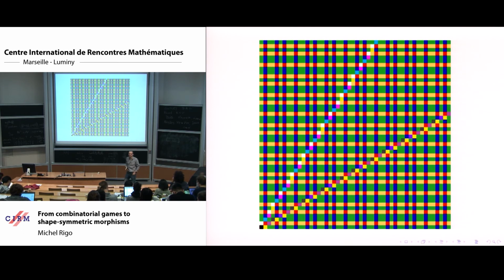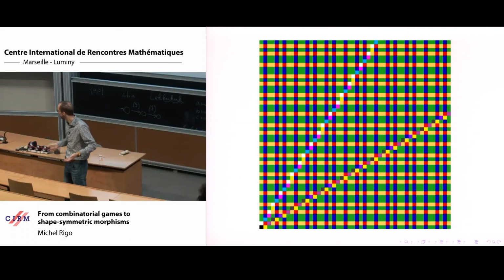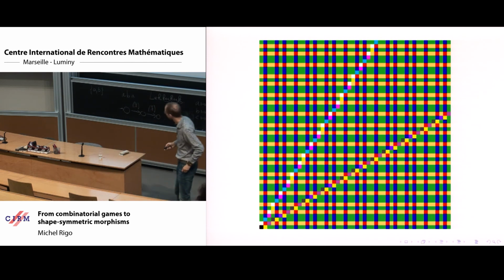But then you will ask, how the hell did you get all these 13 letters and this strange morphism? How is that possible? Actually, it's not so difficult.